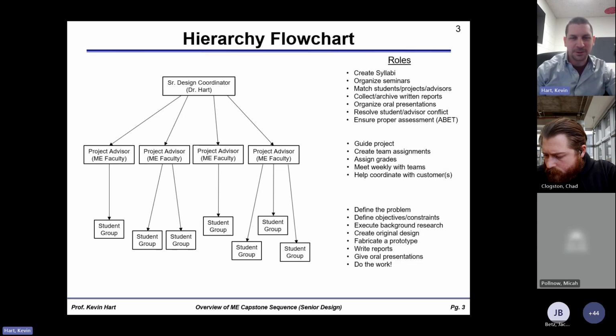Your responsibility as a student is to go through the design process, which is defining a problem, defining objectives, constraints, doing background research, creating an original design, fabricating a prototype, testing the prototype, and then presenting all that at the very end, right? So that's your role as a student.